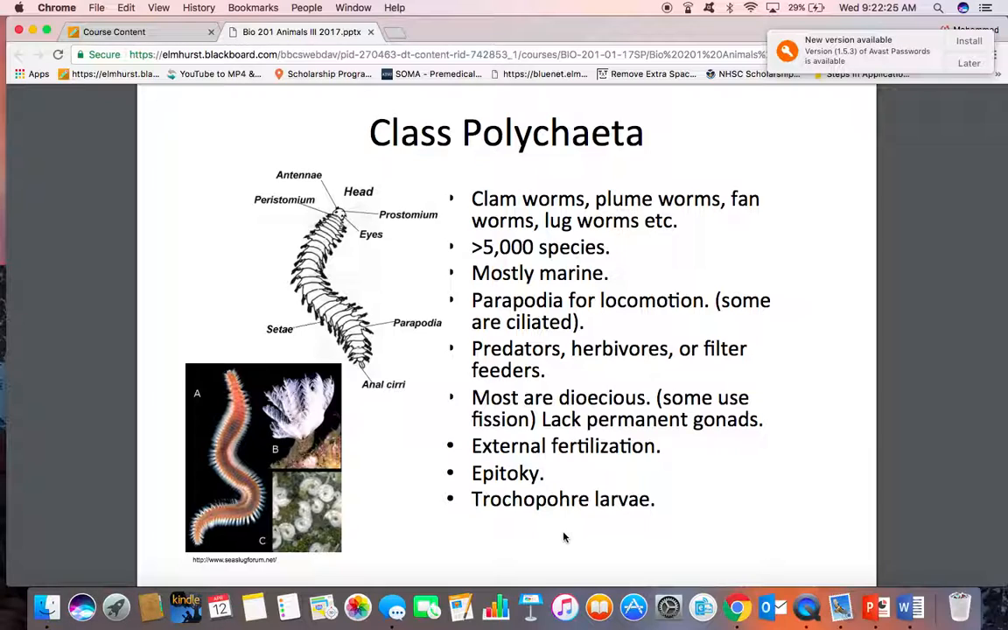Has the gills. The mantle cavity ends up being along the side of the foot, and the gills are running along the side of the foot. Okay, that's pretty much it. Head is pretty much the same.